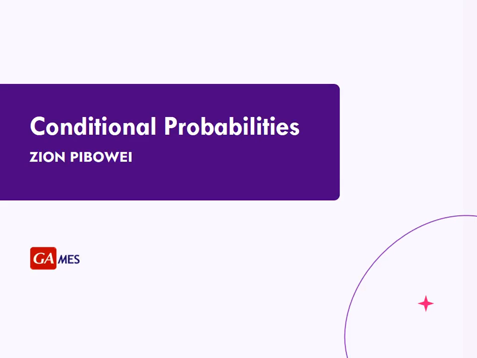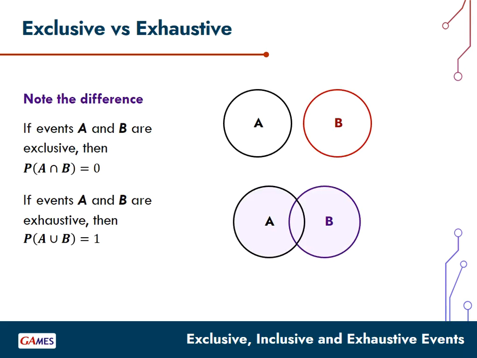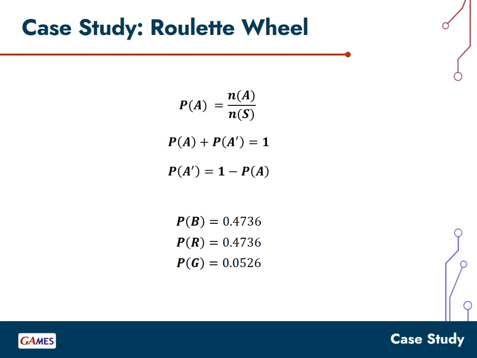So we'll be looking at conditional probabilities today, and we will be extending some of the ideas from the previous lecture. Just for the sake of those who have not gone over the recording of the previous session, I'm just going to quickly go over some of the results. I'll summarize some of the results from our roulette wheel case study.